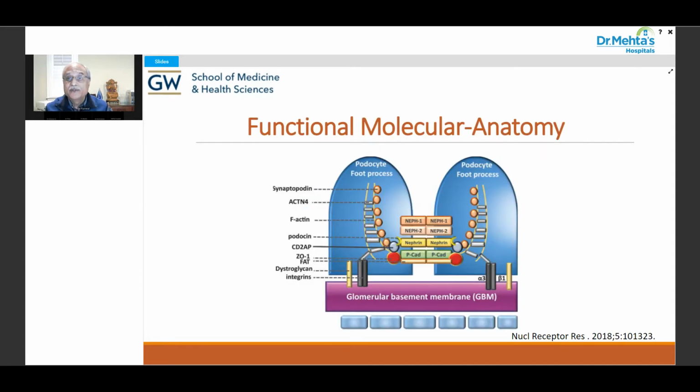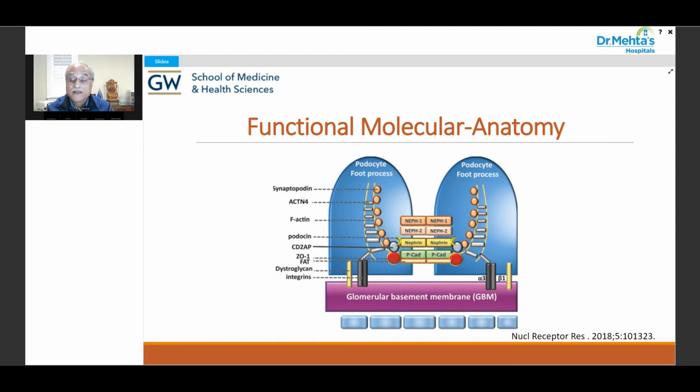A very simplified view of the molecular anatomy of podocytes is as follows. This is very diagrammatic. It really doesn't represent the true picture, but will hopefully convey the meaning of what I want to say. The basic proteins are either in the slit diaphragm, which are essentially nephrin, Neph1 and Neph2, P-cadherin, and then there are the intracellular elements.